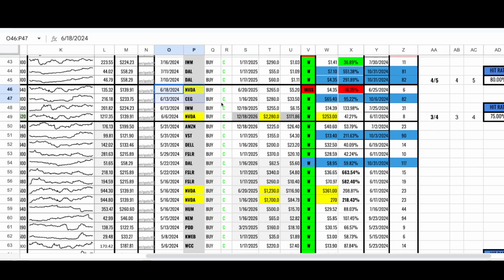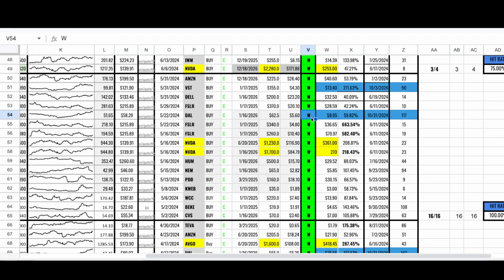3 out of 4 for this one. I do expect, especially this one with NVIDIA being in the middle of next year, still has some time to reach further highs if possible. So this was a lower return month, but hey, if you're getting 65% return in a month, I doubt that you're angry about that. 3 out of 4, so 75% for that month.